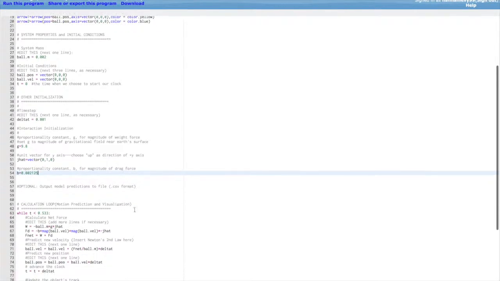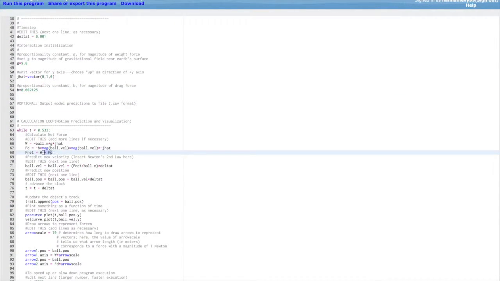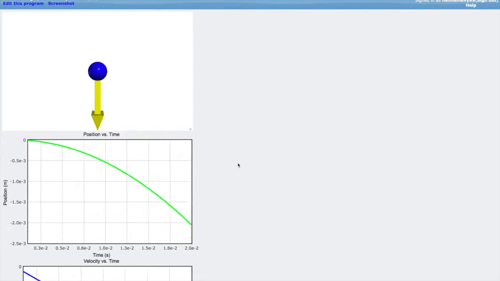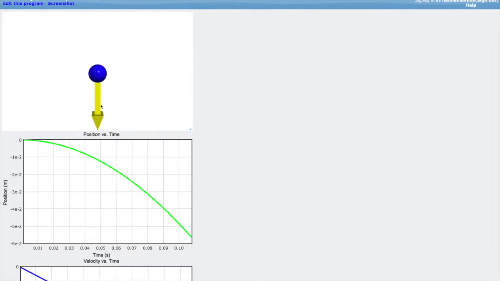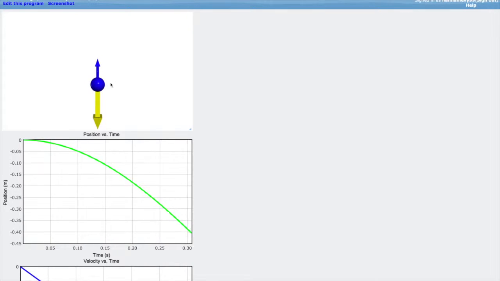The net force for this code has to take into consideration both the weight and the drag force. The drag force is negative because it's working opposite the direction of the gravitational force. The standard equation for the drag force is b times the object's velocity squared. The rest of the code is the same as the previous code. This is what it looks like when the code's run. The arrow representing the weight remains constant throughout the entire fall, but the arrow representing the drag force gets larger in magnitude as the object falls.